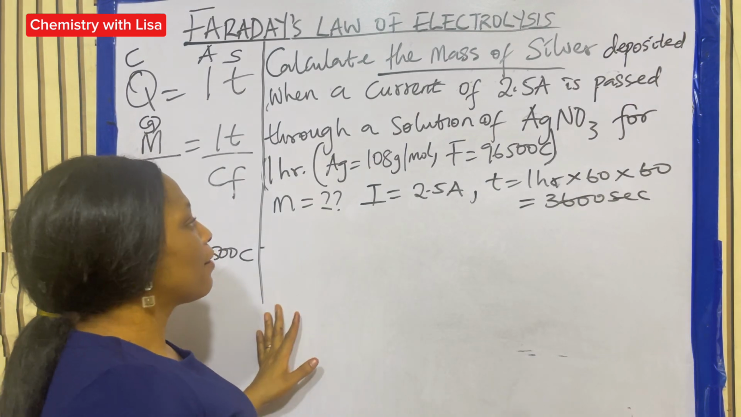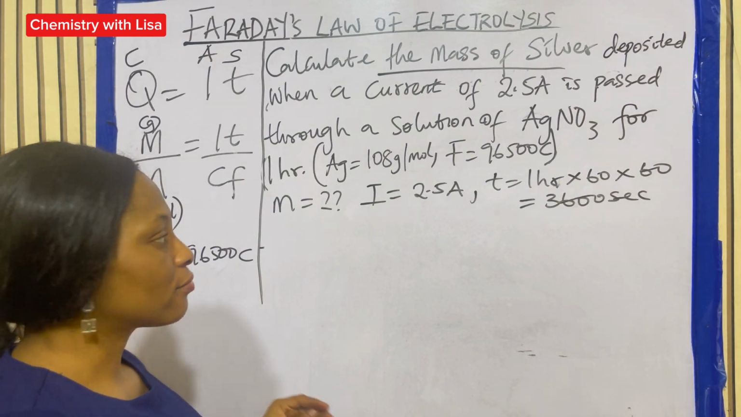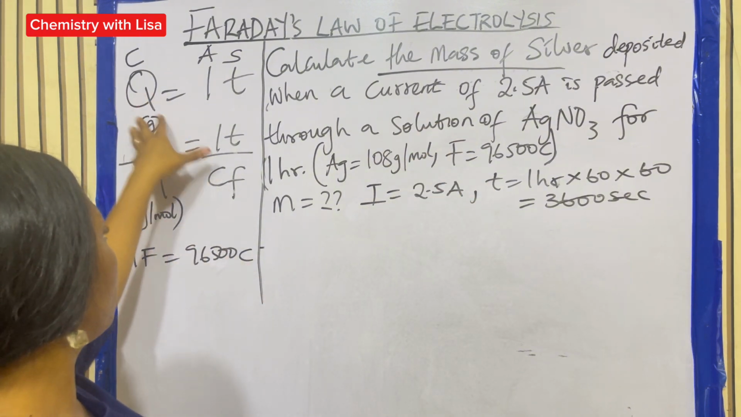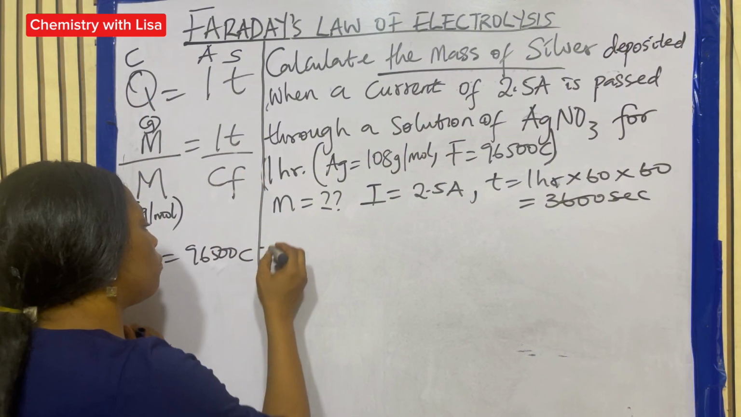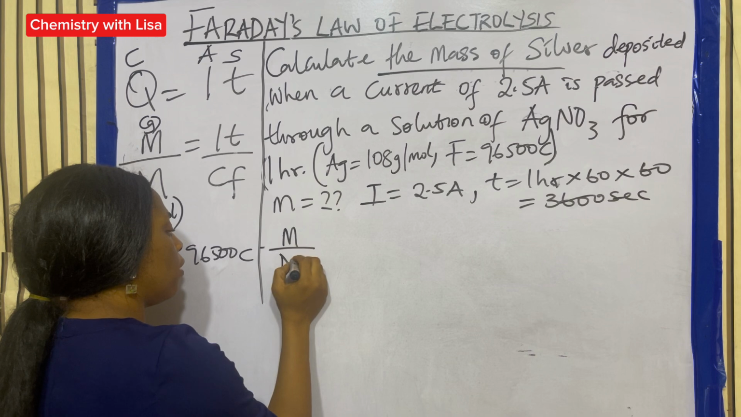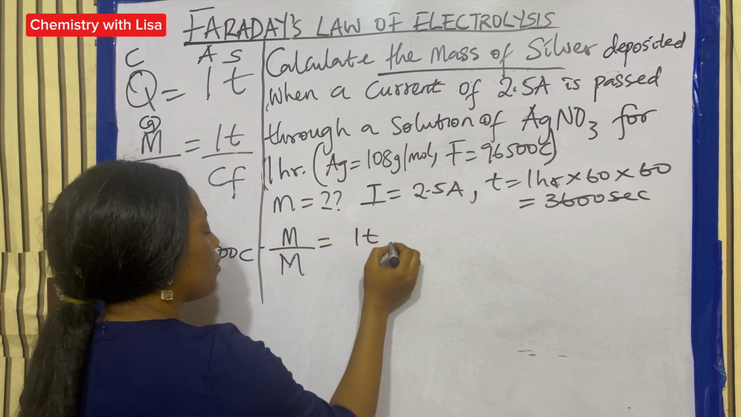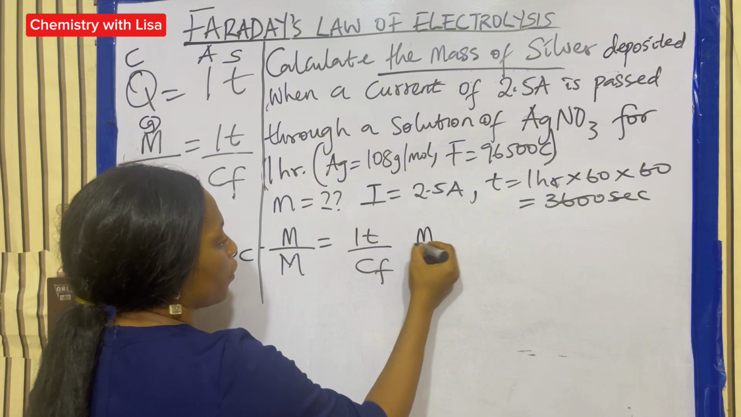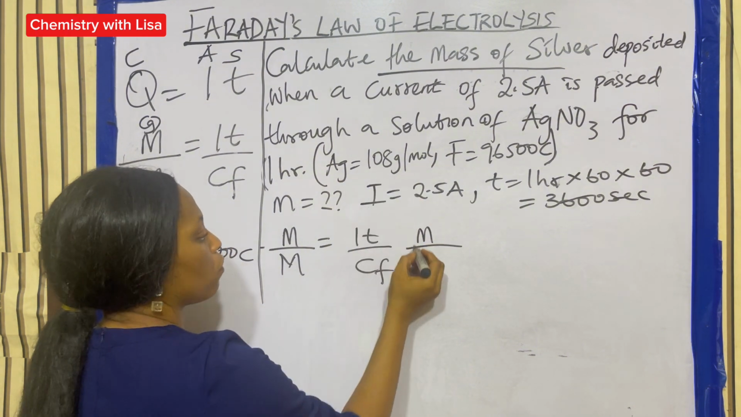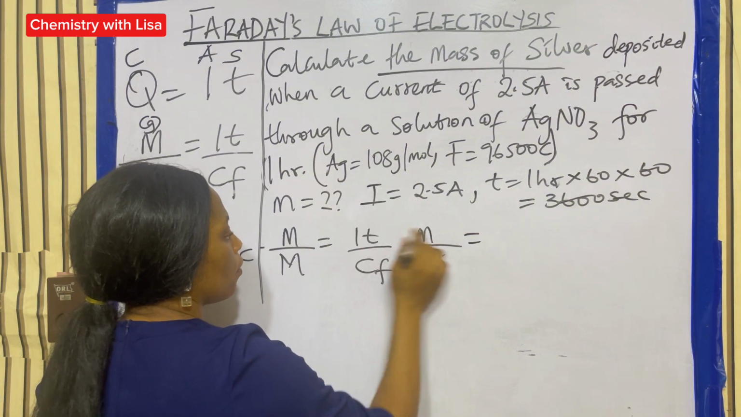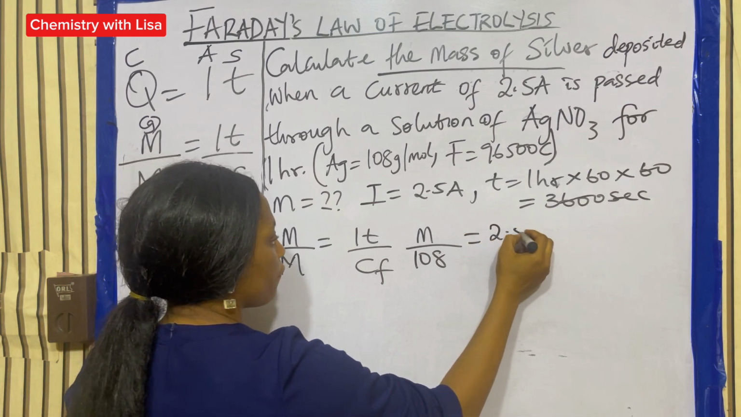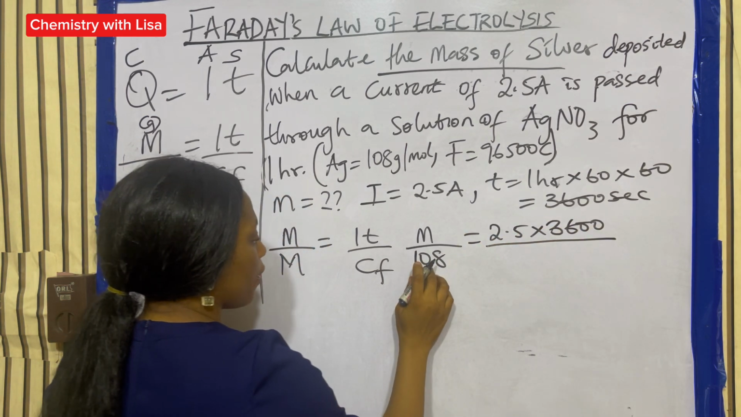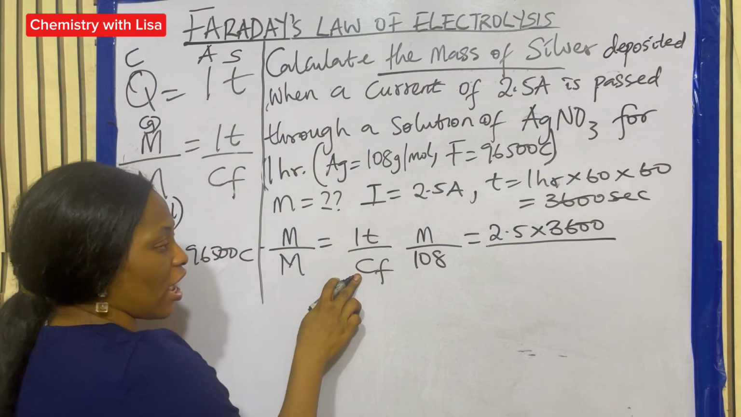Okay, then the next thing to do is what? We are asked to find the mass of silver. So which formula are we going to use? This. So this will be mass over molar mass is equals to IT over CF. Mass is what we are looking for. Molar mass is 108. Current 2.5. Time 3,600. All over charge.